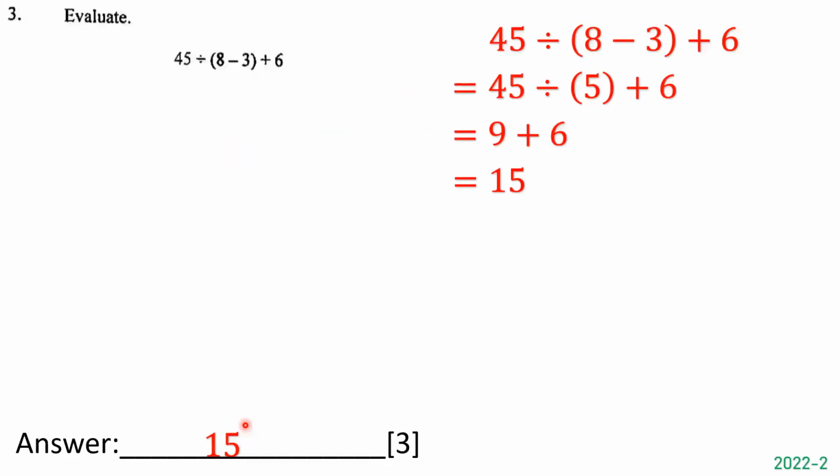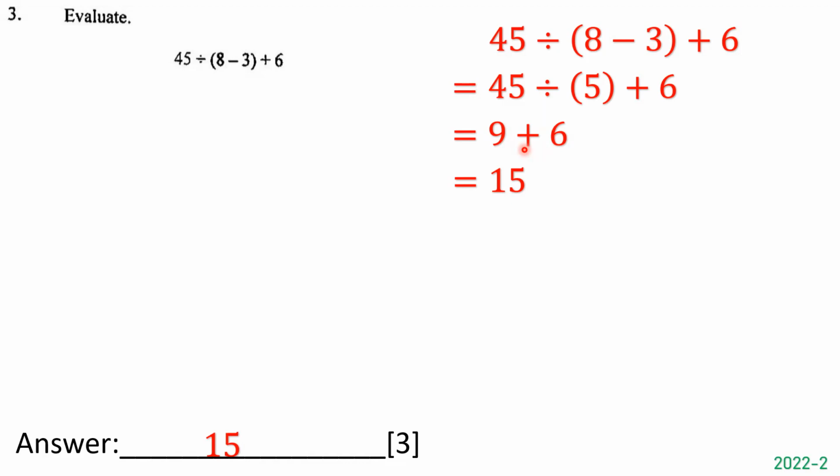Next, we have this other order of operation question. We have 45 divided by (8 minus 3) plus 6. Notice that the 8 minus 3 is inside parentheses. Remember, according to order of operations, we always do what's in the parentheses first. So 8 minus 3 is definitely 5. And so we do 45 divided by 5 because we have to do division before we do addition. 45 divided by 5 is definitely 9. And so we add 9 plus 6, and 9 plus 6 is definitely 15.